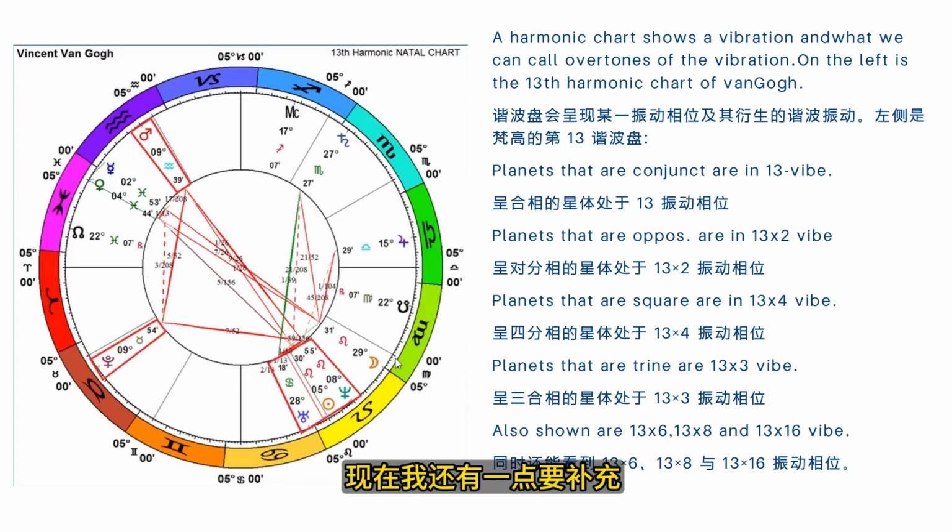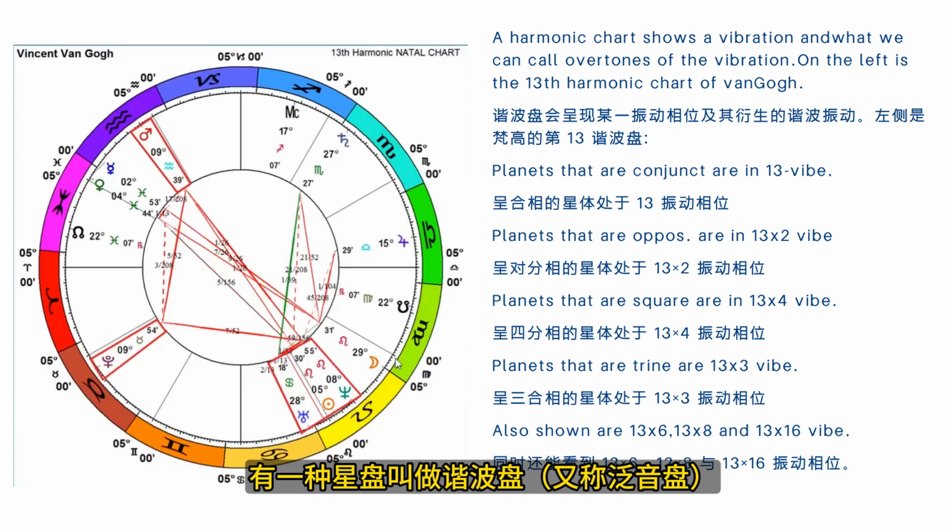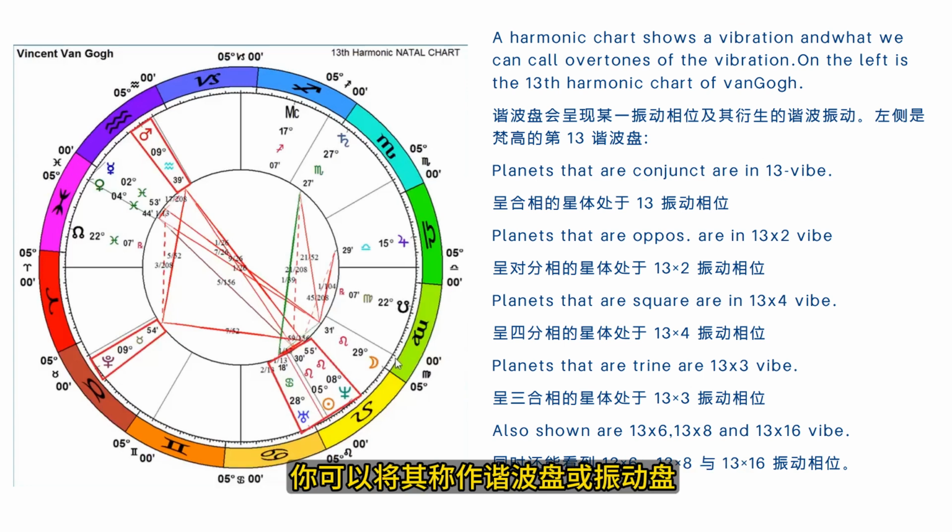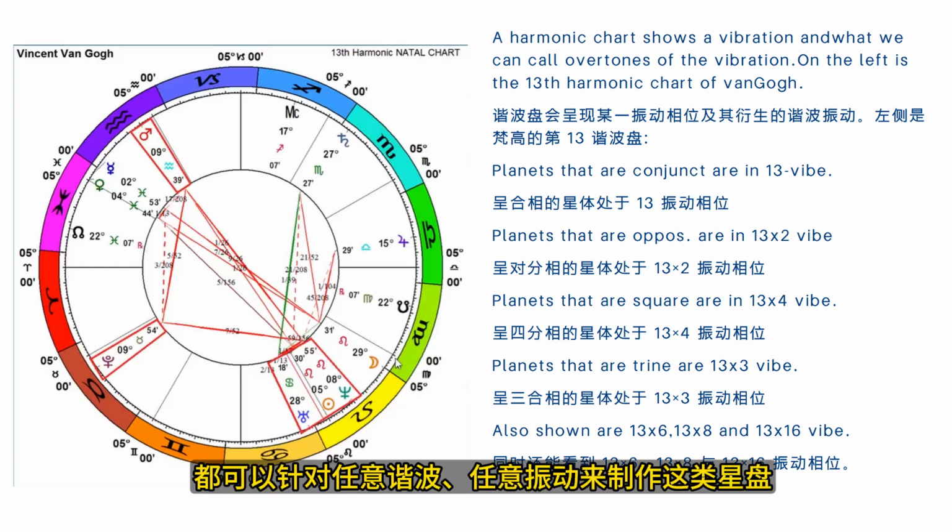Now, one more thing to tell you about is there's something called a harmonic chart. And I've discussed it in other videos, but let me just discuss it here again. The harmonic chart reveals details about a vibration. So I like to call them vibrational charts. I really don't like this word harmonic because it's kind of indirectly related to what we're talking about. What we're talking about are vibrations. So we can call this 13th harmonic chart a 13 vibe chart, a 13 vibration chart. So you can do a harmonic chart or a vibrational chart, whatever you want to call it, for any harmonic, for any vibration.